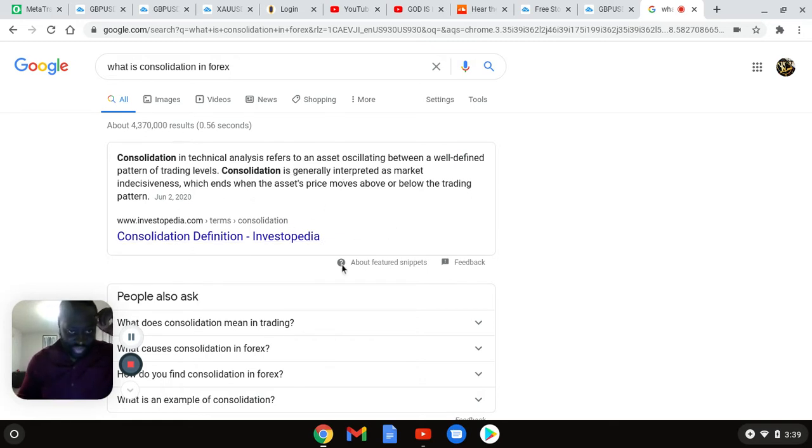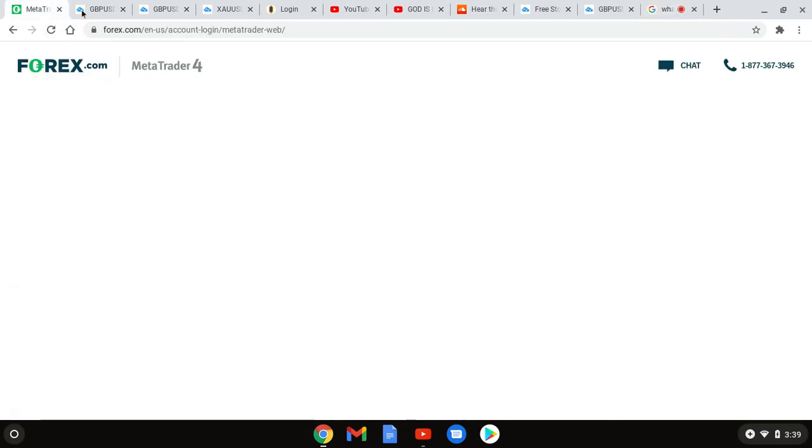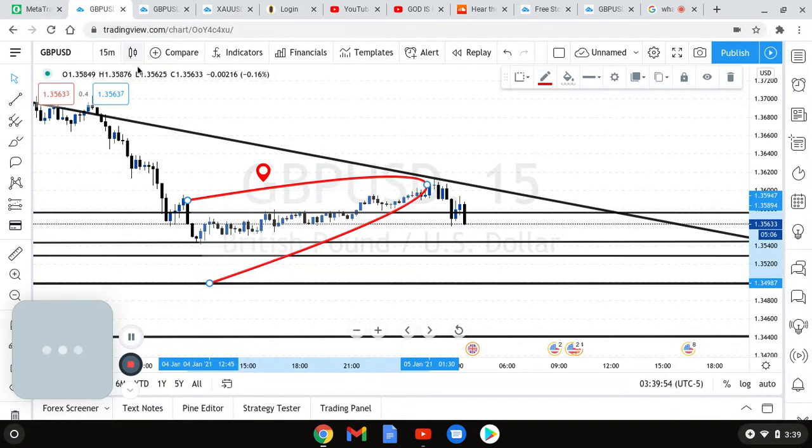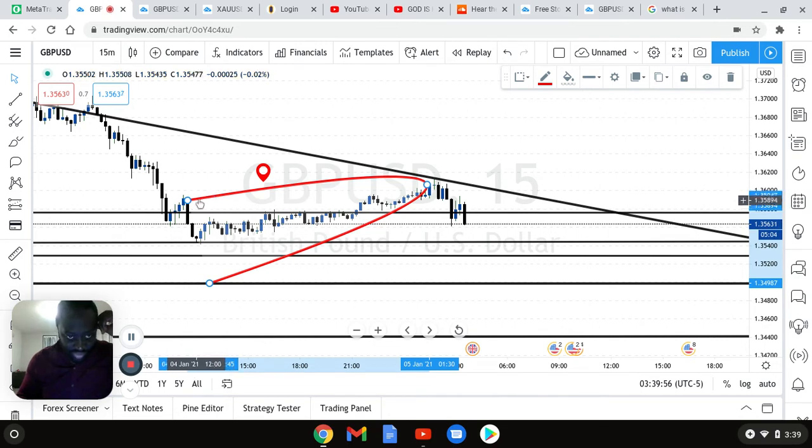So during these times, like I said, you have to step back, okay? Just step back, watch the market do what it does. You don't want to be a part of the back and forth argument with the buyers and the sellers, okay? So as we can see here, I drew this on my TradingView.